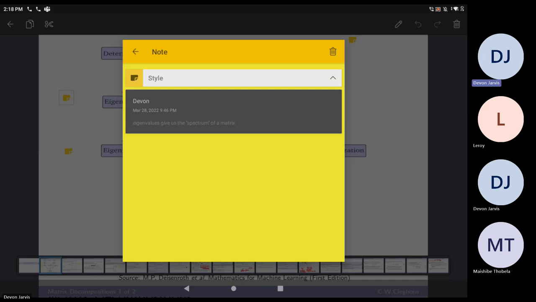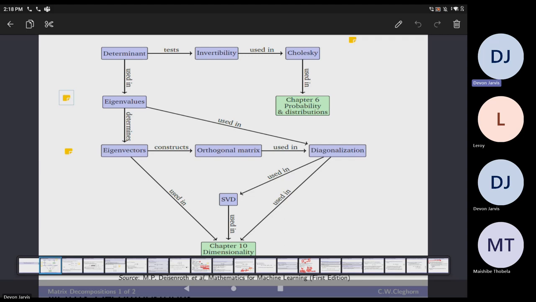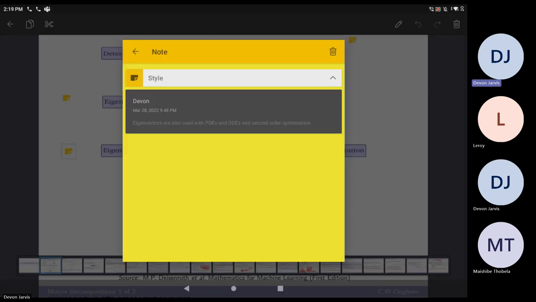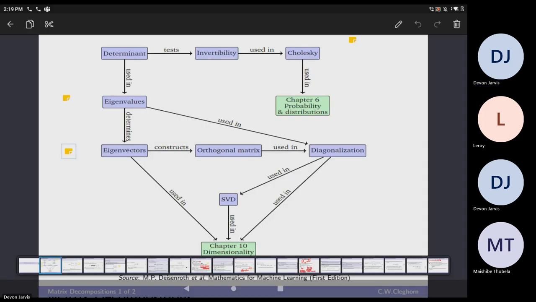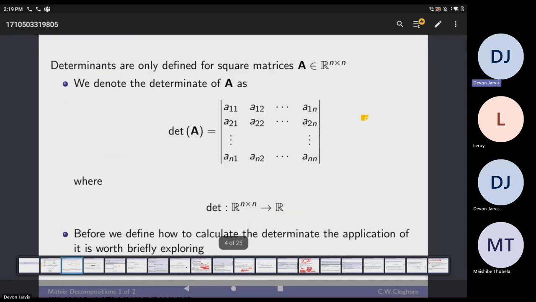Eigenvalues give us what is called the spectrum of a matrix. I'll put that in there, just another bit of terminology to map out here. The spectrum of a matrix is the set of all eigenvalues. And then eigenvectors are also used with PDEs and ODEs and second order optimization. Again, to try and linearize or disentangle the system that you're working with.